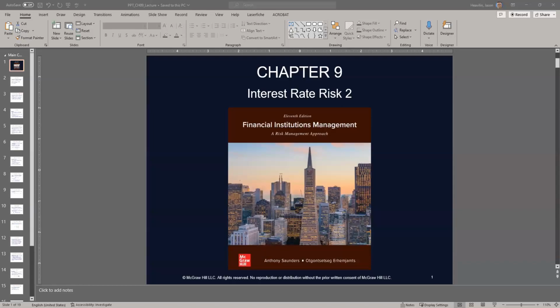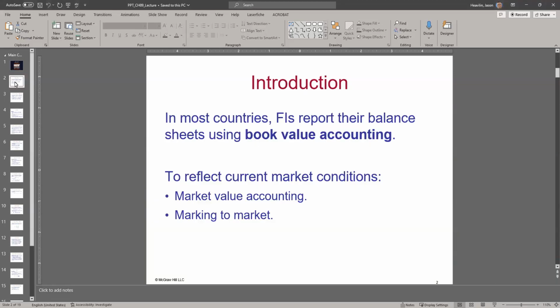In this video, we will continue talking about interest rate risk within the financial institutions universe. In most countries, the financial institutions report using the book value of accounting. By now, you should be aware that book value and market value typically are two different numbers. It doesn't have to be, but typically the market is either below or above the book value for different reasons.